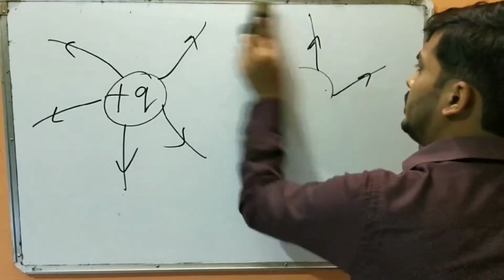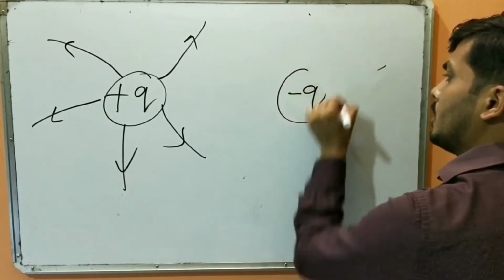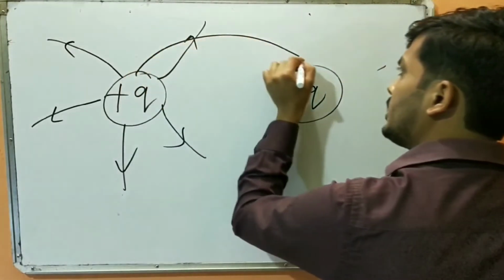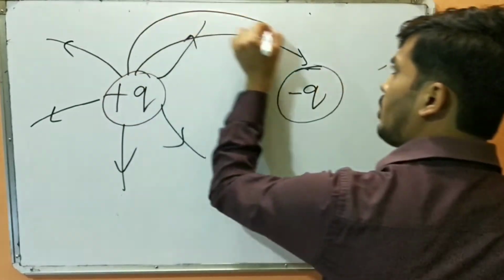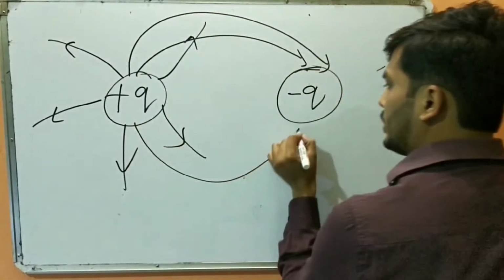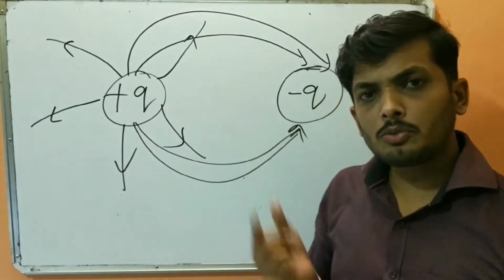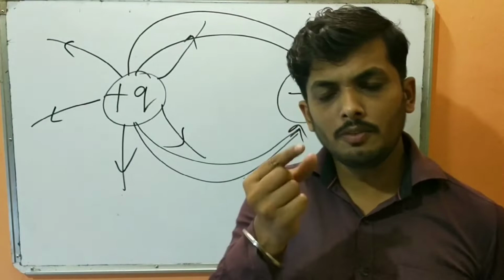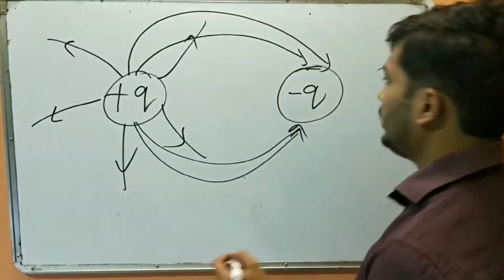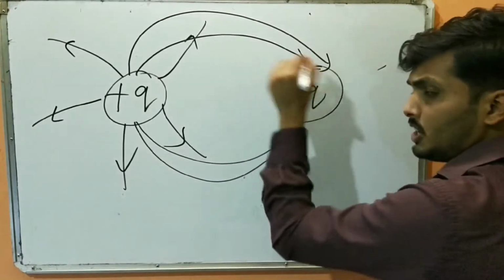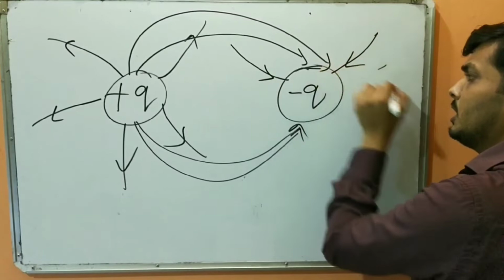If this was negative, suppose this was negative, what would happen? Whatever electric field lines are coming here will be attracted towards this negative charge, because from a positive charge they always go radially outwards. Even this negative is a charge, and this charge will be responsible for an electric field, and if there is an electric field, then it will also have electric field lines. So whatever lines are generated due to this negative charge will also be directed inwards only.